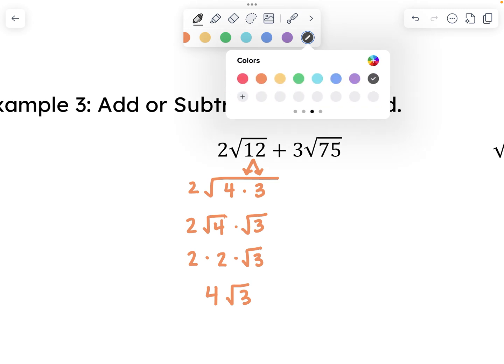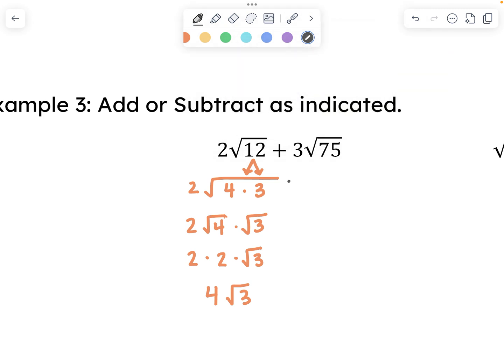So over here, I can see that I've got 75. So I need to think about some things that multiply to 75. And the first thing that comes to mind for me is quarters, thinking about money. That's going to be three quarters. So 25 times 3. And 25 is a nice, pretty perfect square.